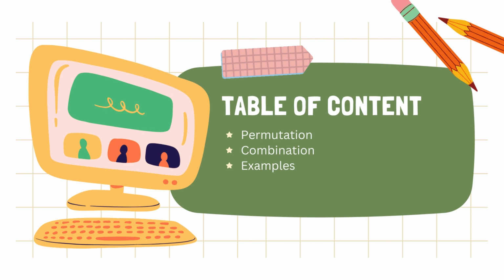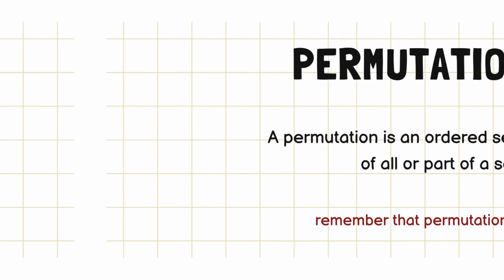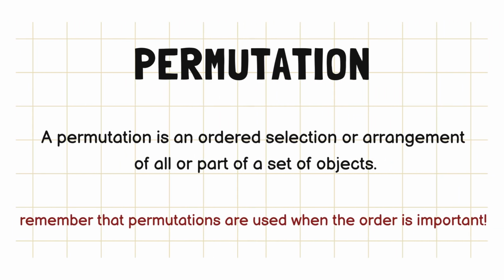For the first material, we will present by Emilia. So the first material that we want to learn is about permutation. So this is the definition of permutation. A permutation is an ordered selection or arrangement of all or part of a set of objects. So when we have a set of objects and we want to select a part of all from a set of objects, we call it permutation.